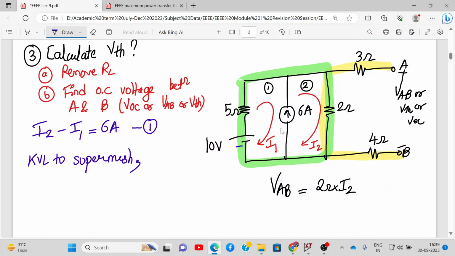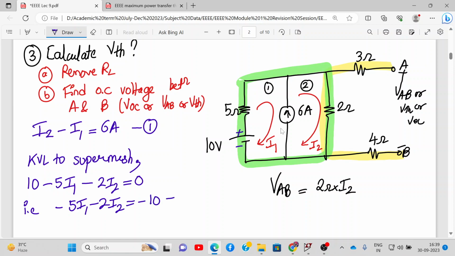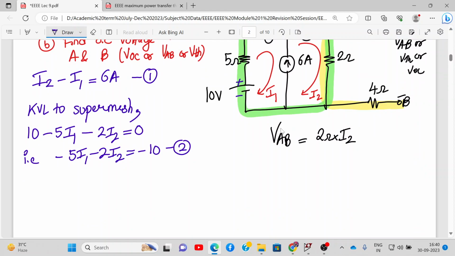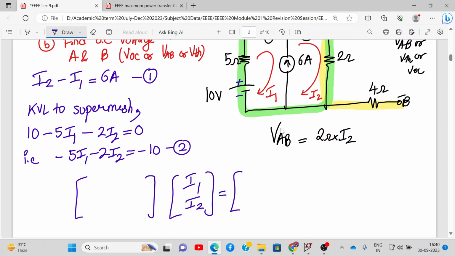Okay, so what do we get over here? This is rise in potential, so 10 minus 5 I1, then we go over here, it will be minus 2 I2 is equal to 0. Alright, we arrange this as minus 5 I1 minus 2 I2 is equal to minus 10. This is equation number 2. Now in equation 1 and 2 there are two unknowns and two equations, so we'll put it in matrix form. The coefficients of I1 and I2 are minus 1 and 1, and minus 5 and minus 2. The right side is 6 and minus 10.